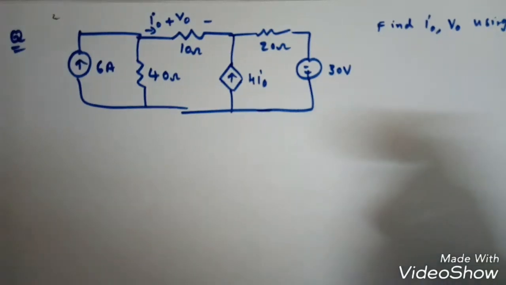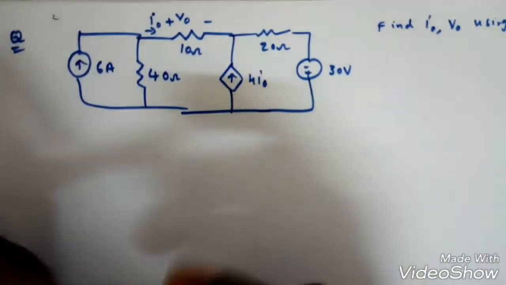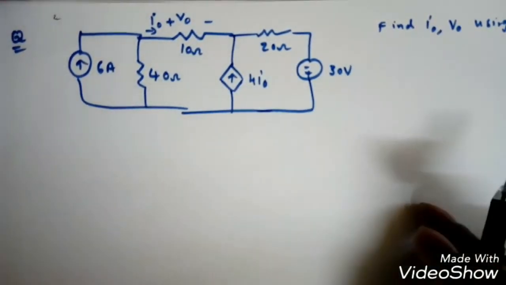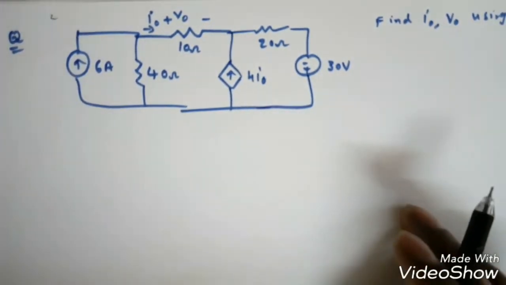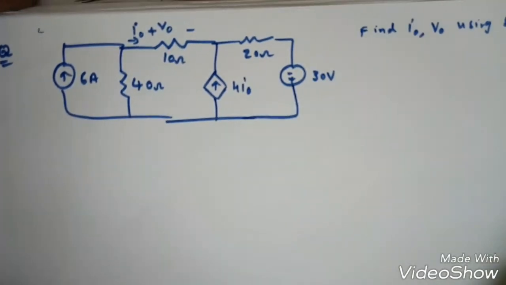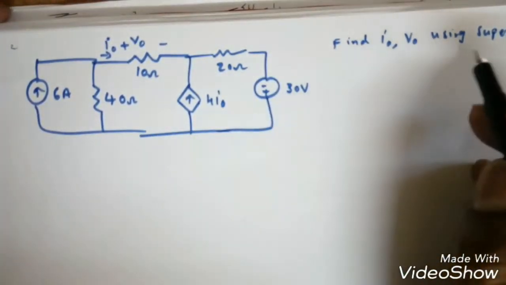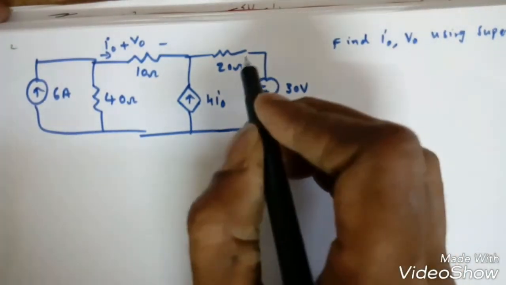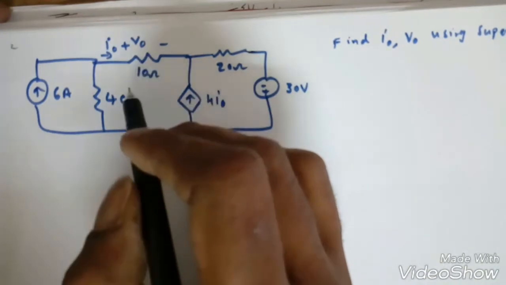This is the continuation of the previous lecture, where we are talking about the theorems: superposition theorem, Norton's theorem, and Thevenin's theorem. In this lecture, we are going to solve a few problems on the superposition theorem and Thevenin's theorem. Now, in this question, find I naught and V naught using the superposition theorem. From this circuit, we need to find I naught and V naught using the superposition theorem.